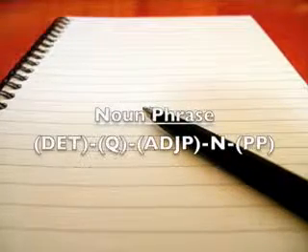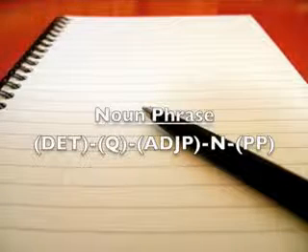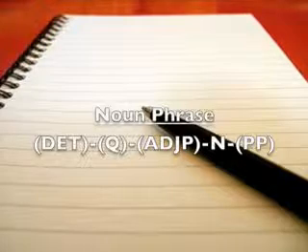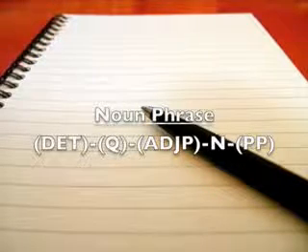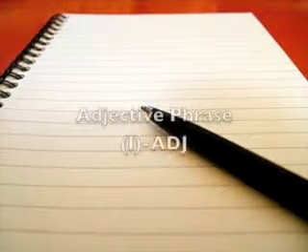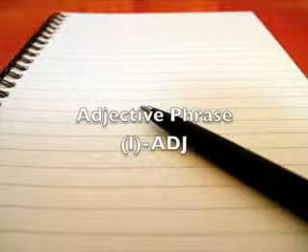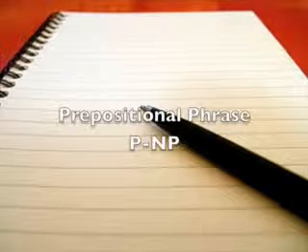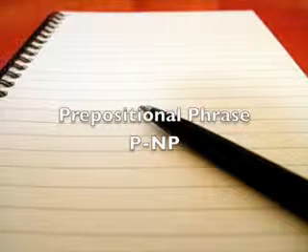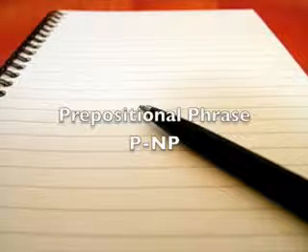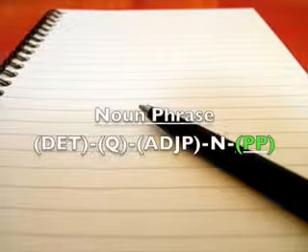A noun phrase consists of a possible determinant, a possible qualifier, a possible adjective phrase, a required noun, and a possible prepositional phrase. The adjective phrase is made up of a possible intensifier like extremely or relatively, and a required adjective. The prepositional phrase is made up of a required preposition like in or at, and a required noun phrase. In a noun phrase, the prepositional phrase acts like adjectives in that they describe the noun.